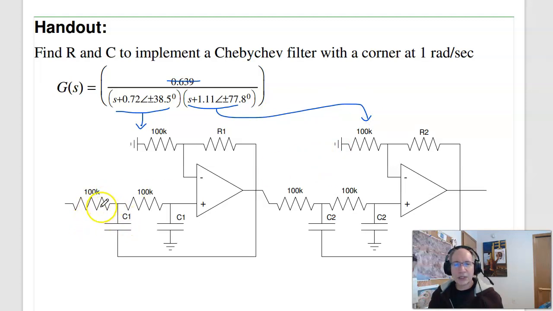For the resistors and capacitors, I've got 2 degrees of freedom and 1 constraint, so one is arbitrary. So let's make this 100K. I want 1 over RC to be 0.72. So 0.72 times 100K is 13.8 microfarads. Over here, 1 over RC is 1.11. 1.11 times 100K, C is 9.09 microfarads.